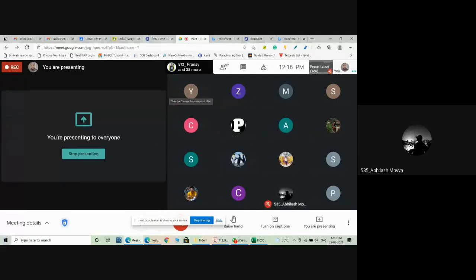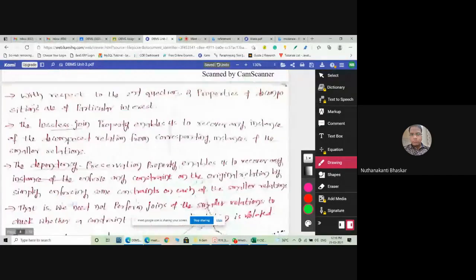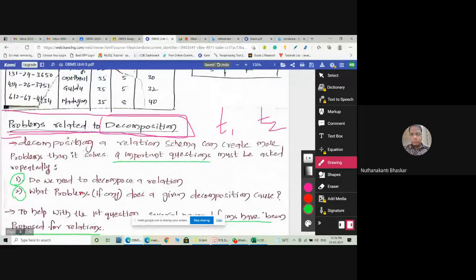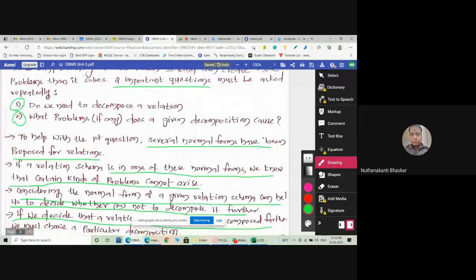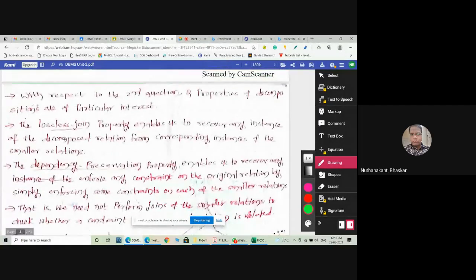Right. The second question is, what problems does a given decomposition cause? When you are going to decompose, are there any problems? The first question is whether the relation is suitable for decomposition or not. The second question is, after decomposition, shall we get any problems? Here there is a chance of two problems you need to analyze. The first one is the lossless join. The second one is the dependency preservation.